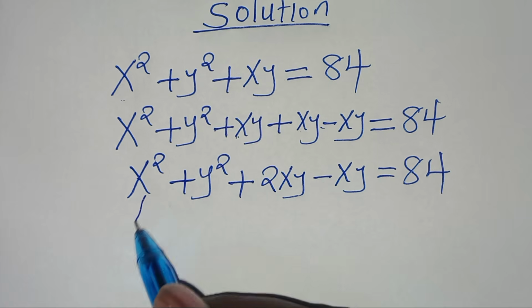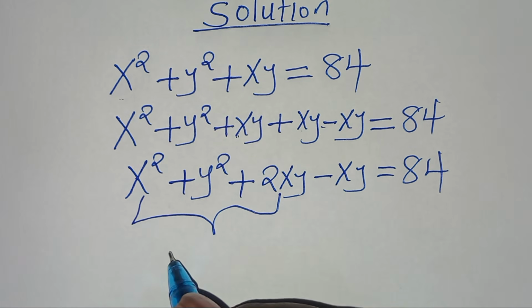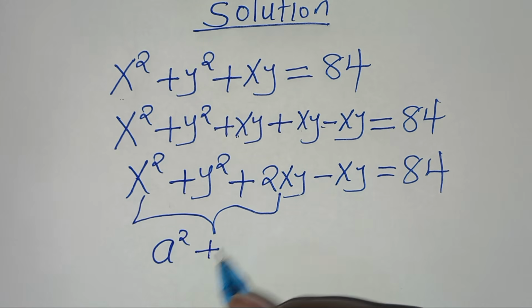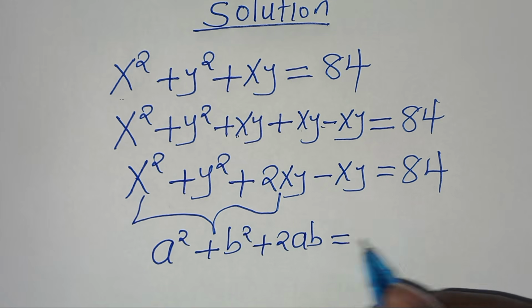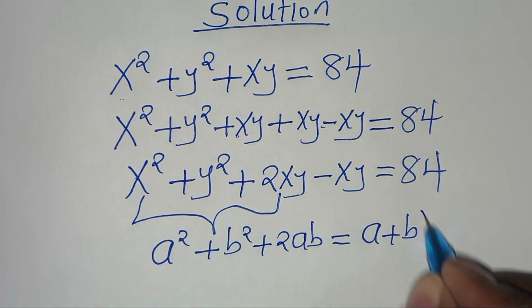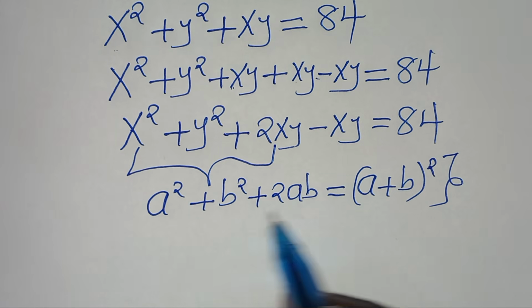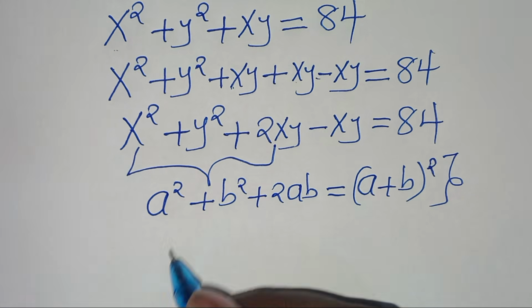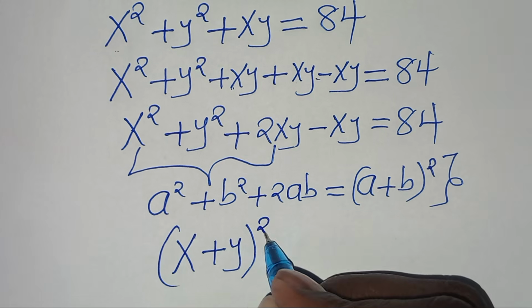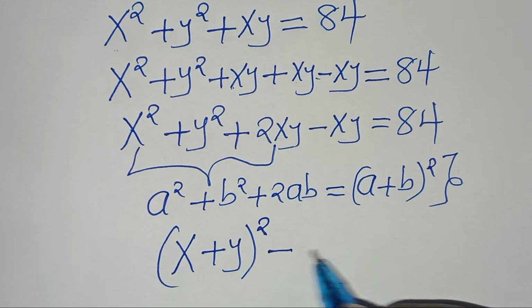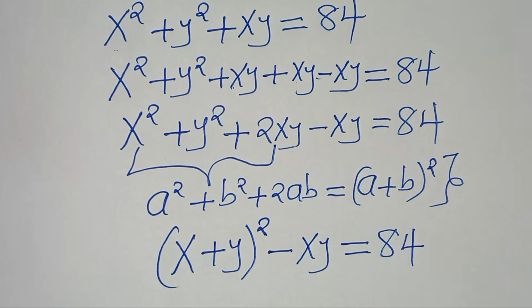So if you check this particular part here, this is an algebraic identity, which is in the form of a squared plus b squared plus 2ab, which we can express as a plus b raised to the power of 2. Applying this algebraic identity, here we have x plus y raised to the power of 2, subtract xy, this is equal to 84.